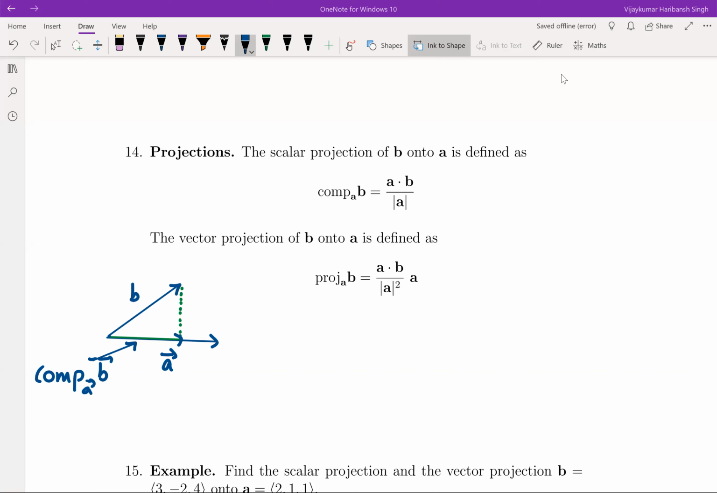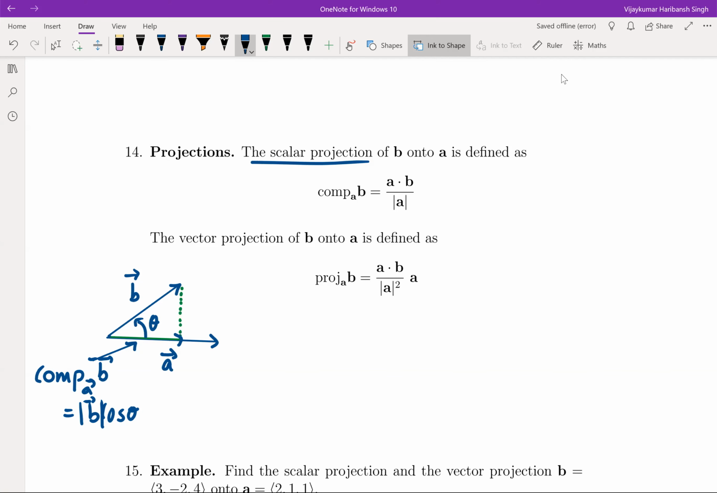So this part is going to be, if this angle is theta, B cos theta. By B we mean, let's take this as a vector, then we are interested in the length of vector B. The length of this green line segment is the projection. It's a scalar projection. So let's compute the scalar projection.